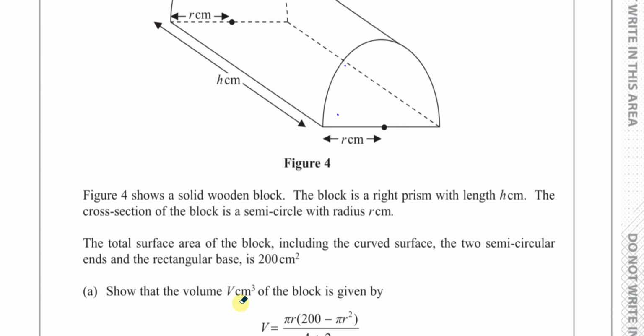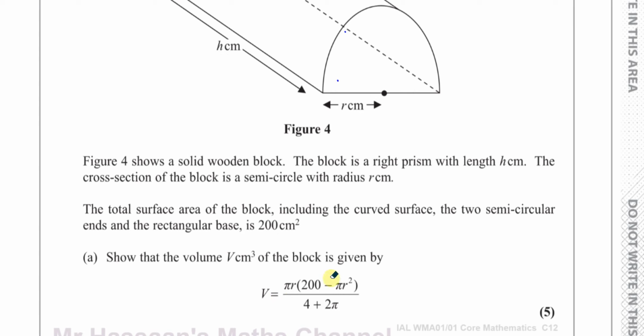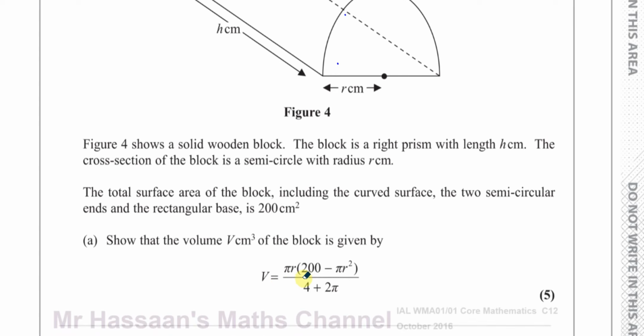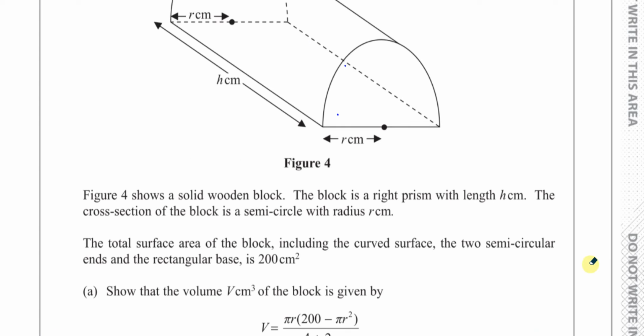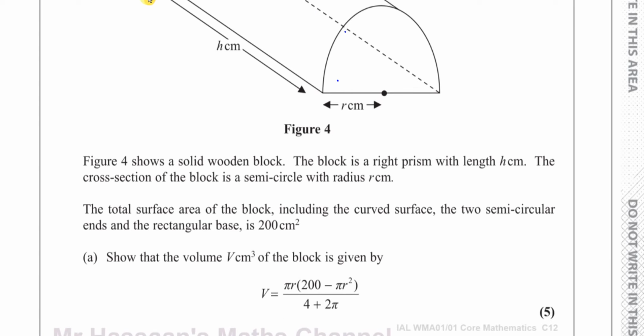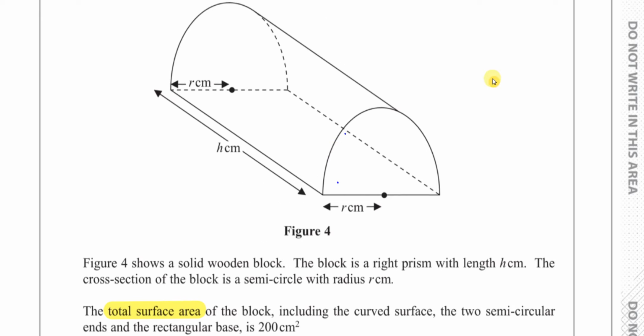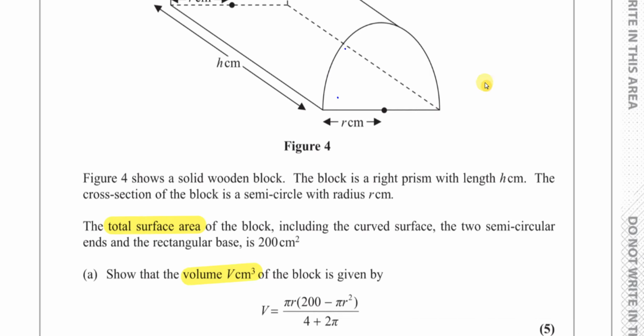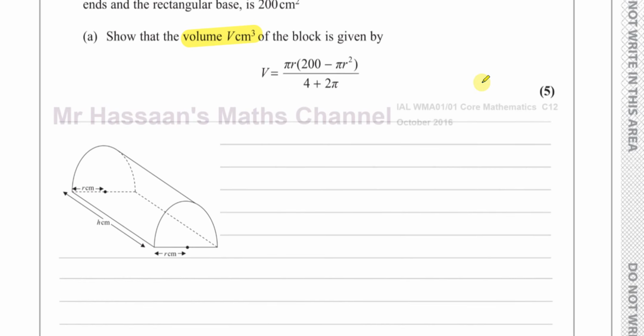We've got to show that the volume in centimeters cubed of the block is given by this formula: V equals pi r times (200 minus pi r squared) over 4 plus 2 pi. Now, they asked us to consider two quantities. One of them is the surface area that they told us, and the other one is the volume. So we've got to focus on the surface area and the volume of this shape. Okay, so that's how we're going to deal with this.